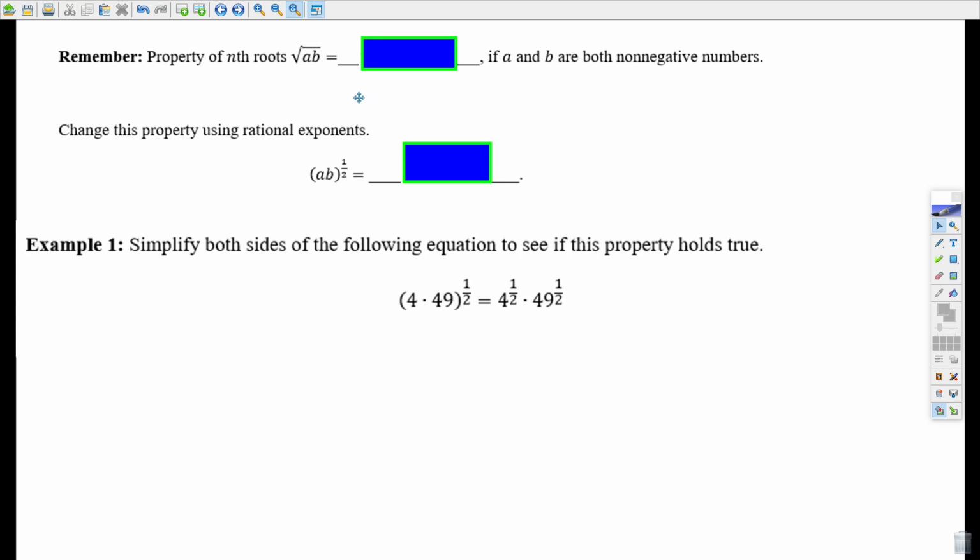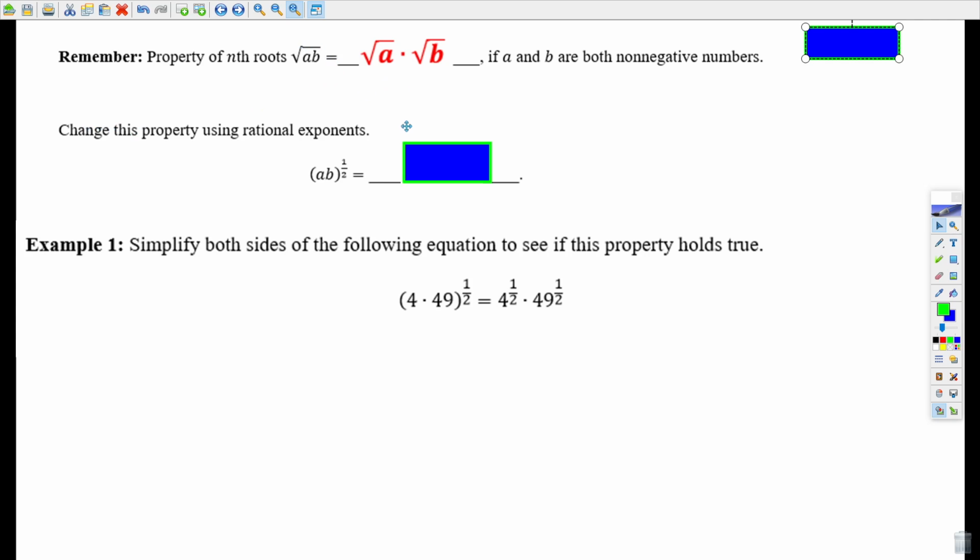This is kind of an old one that we've used before. The first property of nth roots is that if you have the square root of a times b, as long as a and b are not negative numbers, then you're allowed to break them apart into the square root of a times the square root of b. We've done this many times before. We showed an example of how this works. So this is just kind of an old thing we've done, which we're going to use again.